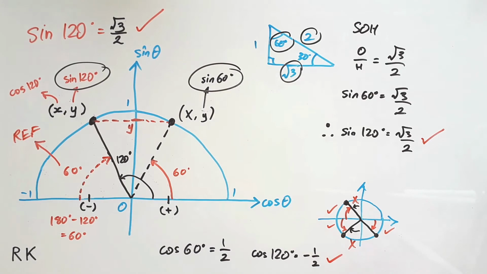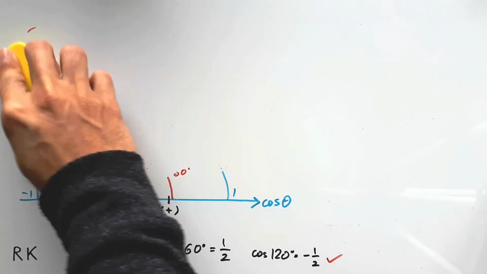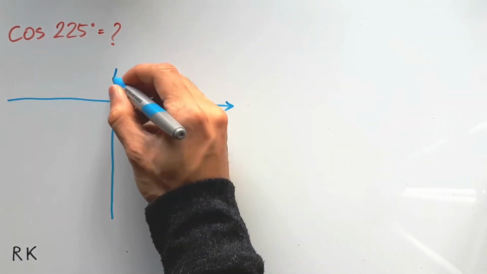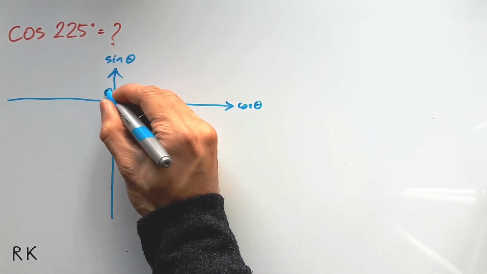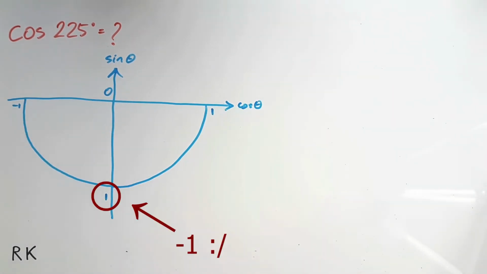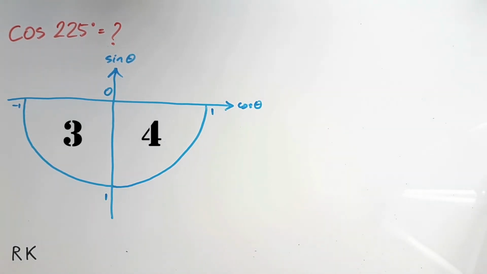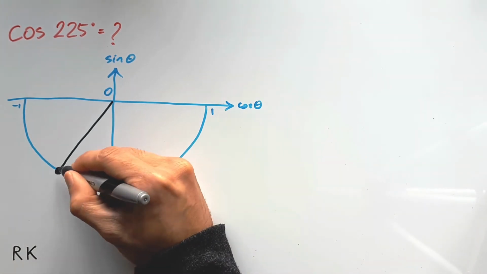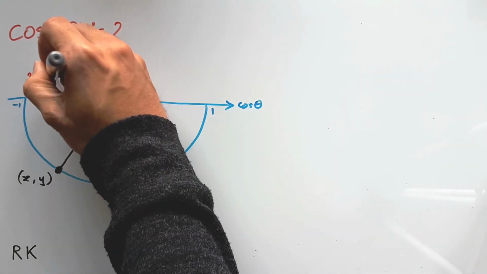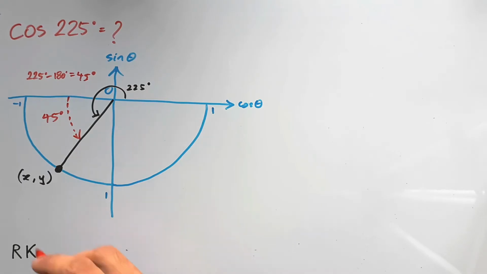Okay, let's try cos 225. Focusing on the bottom half of the unit circle, the third quadrant takes angles between 180 to 270, while the fourth quadrant takes angles between 270 to 360. All of these are reflex angles, so the point made by 225 will be around here. Subtracting 180 from that gives us our reference angle, 45 degrees.